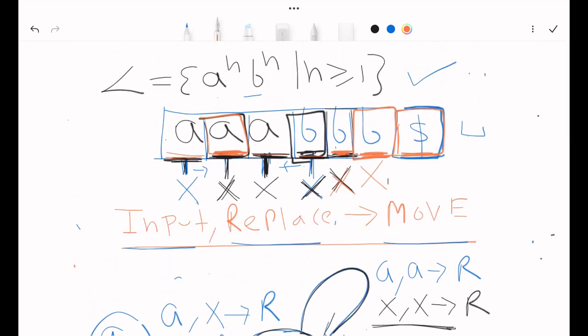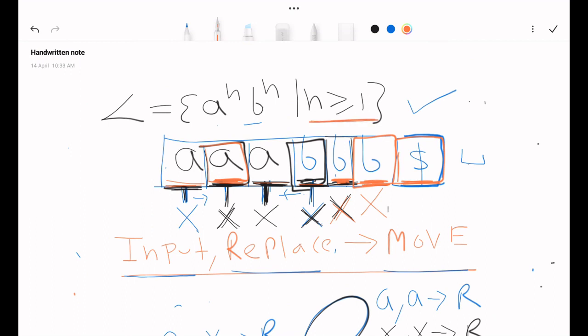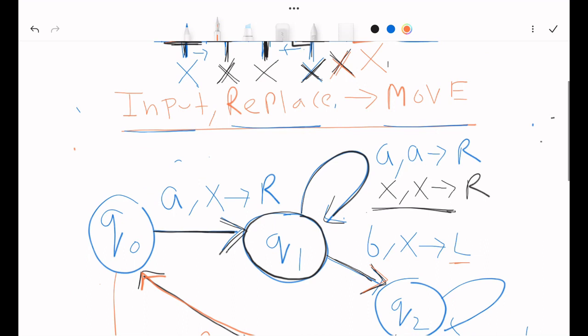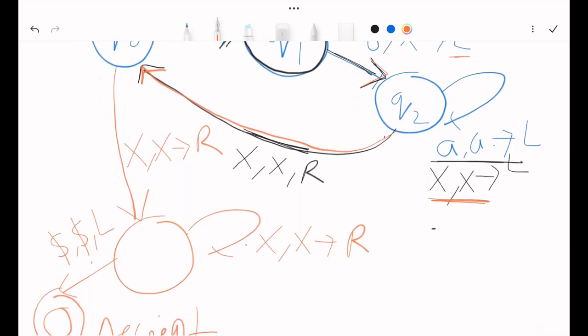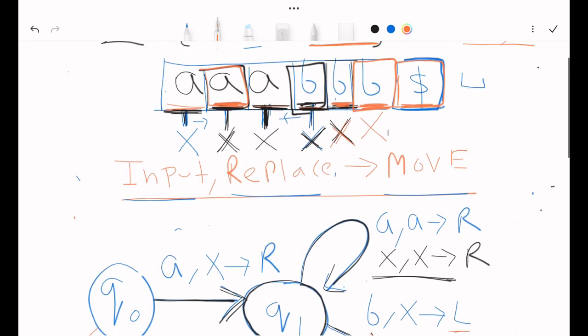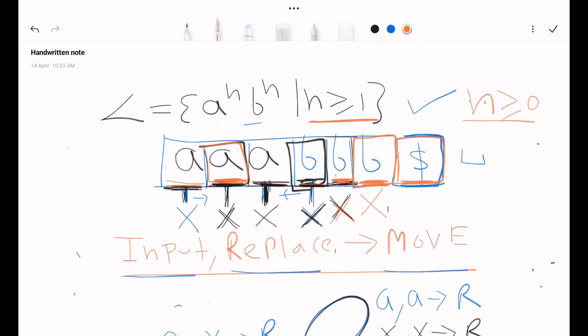Now there is a question. I am writing here n is greater than or equal to 1. Suppose n is greater than or equal to 0, means there is nothing. In this condition also you have to write: if there is nothing, dollar is there, dollar replaced by dollar and move left. Now this is working, it can read all the text. Number of a and number of b are equal.